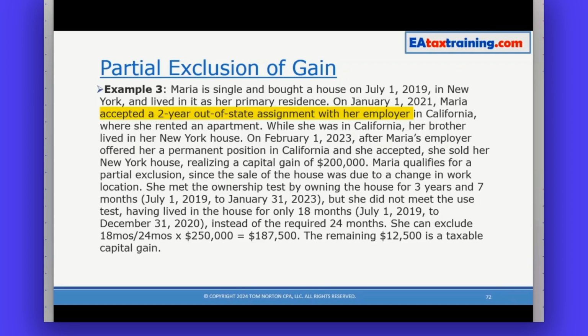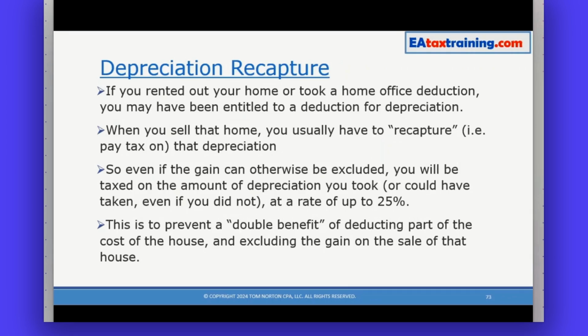So she met the ownership test, we know that, but she did not meet the use test because she only lived in the house for 18 months instead of 24 months. So what that means is she can exclude 18 of 24 months times $250,000, or $187,500 of the gain. She had a $200,000 gain. She can exclude $187,500, but she must pay a long-term capital gains tax on $12,500 of that gain.